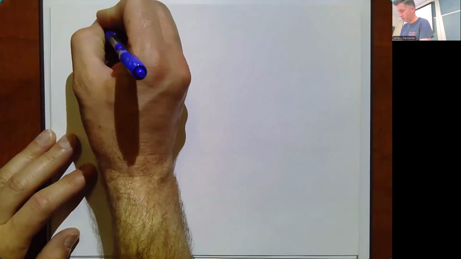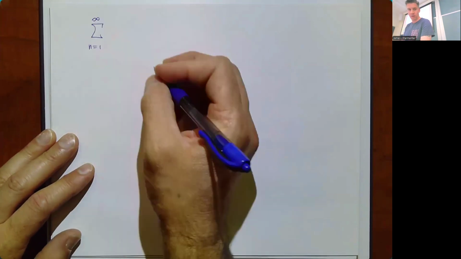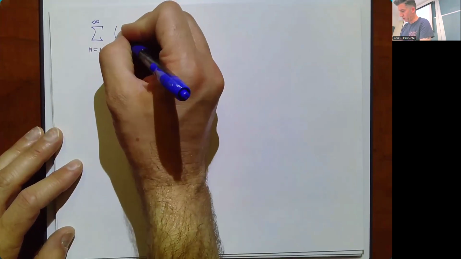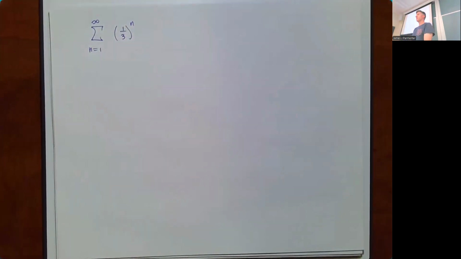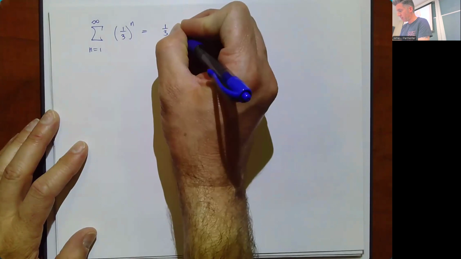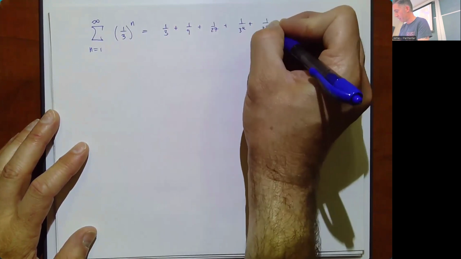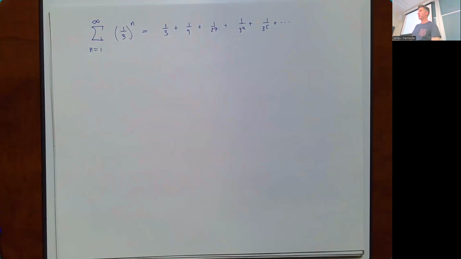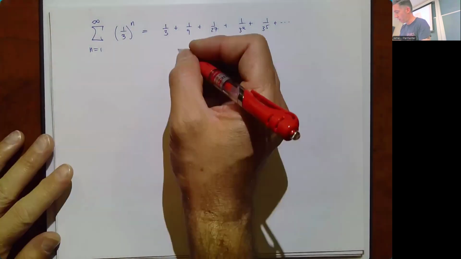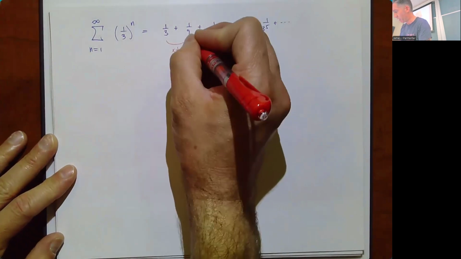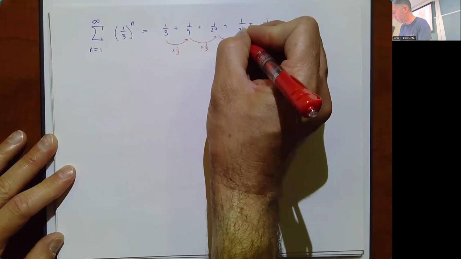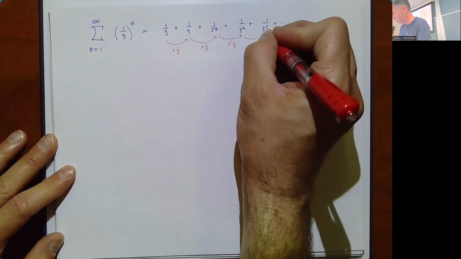So yeah, I like this one. Let's say we want to explore the sum from n equals 1 to infinity of (1/3) to the nth power. This is an example of a geometric series because if we write out the terms, the first term is 1/3, the next term is 1/9, the next term is 1/27, the next term is 1/3⁴, etc. The hallmark of a geometric series is that each term is the same multiple of the previous term. So 1/3 times 1/3 is 1/9, 1/9 times 1/3 is 1/27, 1/27 times 1/3 is 1/3⁴, and it just keeps going on.